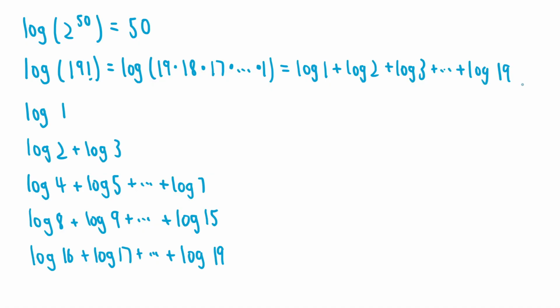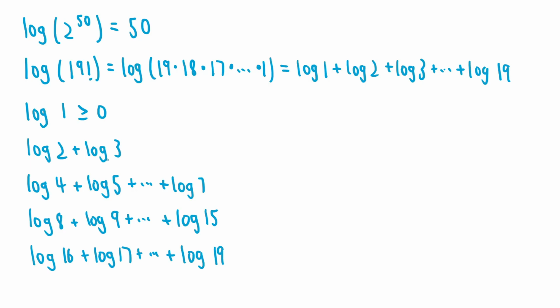So now let's consider the lower bound for each group of terms. Log of 1 is equal to 0, since logarithms of any base with an argument of 1 is always equal to 0. But we can say that log of 1 is greater than or equal to 0, which is also true. For the second group, log of 2 plus log of 3, each term in the sum is greater than or equal to 1. This is because log of 2 is equal to 1, since this is a log of base 2, and we can use the fact that log of 3 is greater than log of 2 to infer that log of 3 is also greater than or equal to 1.